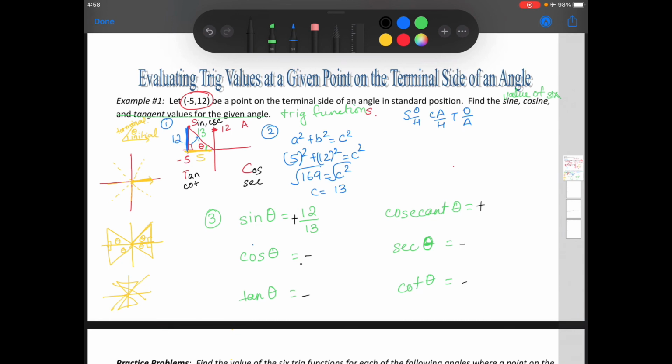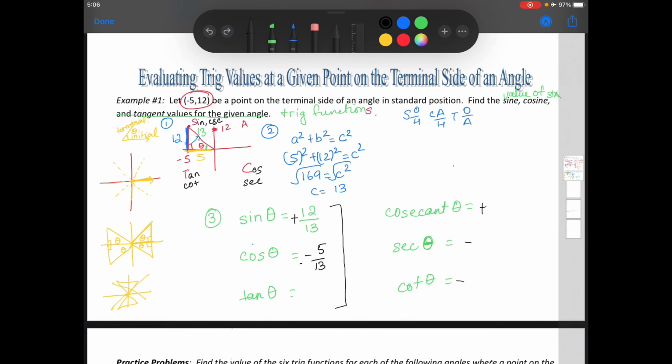Now the ratio for cosine is adjacent over hypotenuse, which is negative 5 over 13. Tangent is opposite over adjacent. My opposite with respect to theta is 12, over adjacent 5, and it's going to be negative because we're in the second quadrant. Once you have sine, cosine, and tangent, finding the other three is very easy. It is just flipping the fraction. Cosecant is 13 over 12, secant is negative 13 over 5, and cotangent is negative 5 over 12.